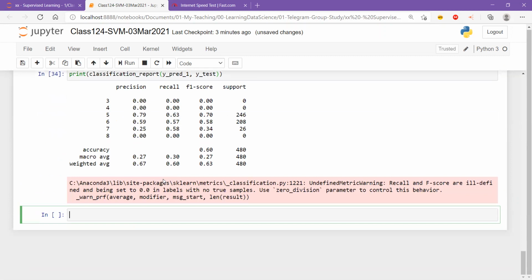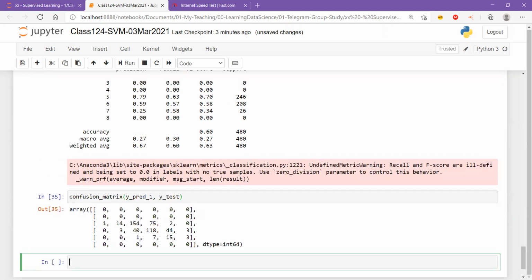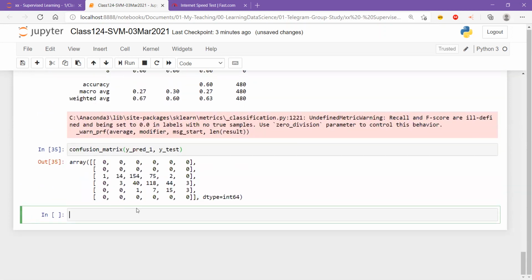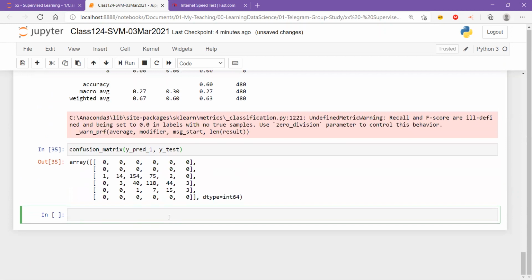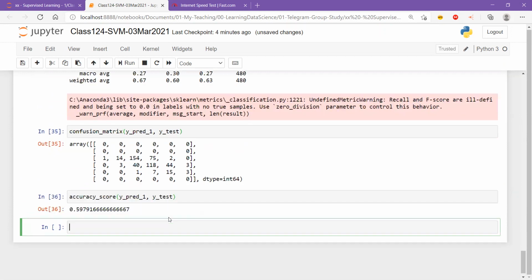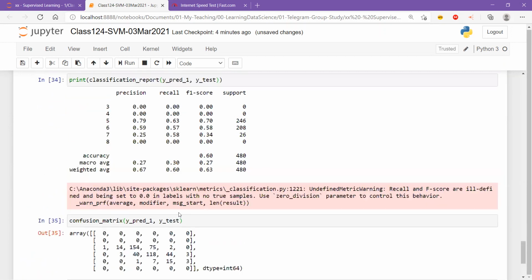Okay, but let's look at the confusion matrix also. y_pred1, y_test. And here also I could see there are misclassifications. Not everything is on the diagonal. For some of the classes, nothing is really classified, right? Especially for the second class. I believe that is class 4. So that is not good. If I look at the accuracy score also, I'm sure it's not going to be very good. See, it is really not good. So out of the box, it did not work well.